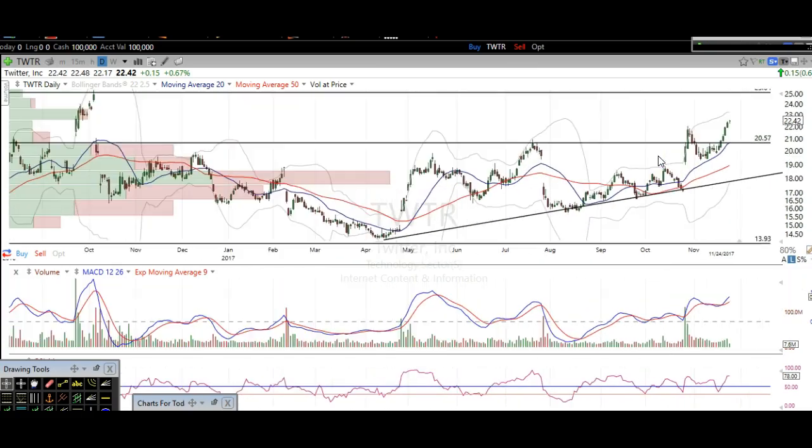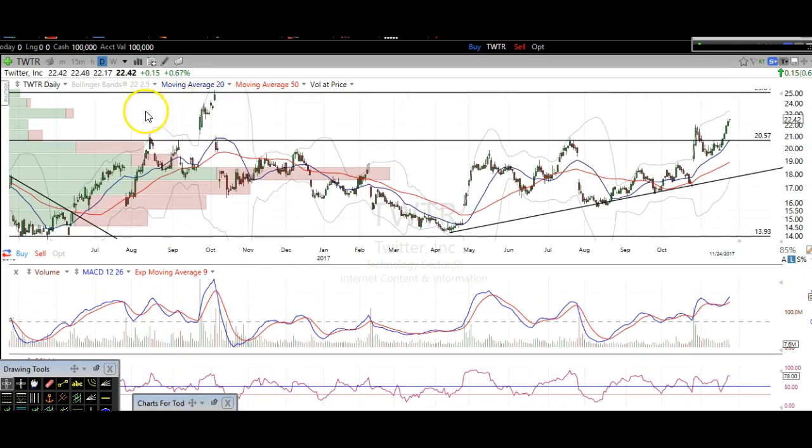Twitter is one I think is going to head higher eventually. I think it's going to fill this gap at some point in time at 25. Could be looking at slightly overbought at this stage right here, but that's honestly a good sign. If we head lower, a great buying opportunity is right around 20.50.